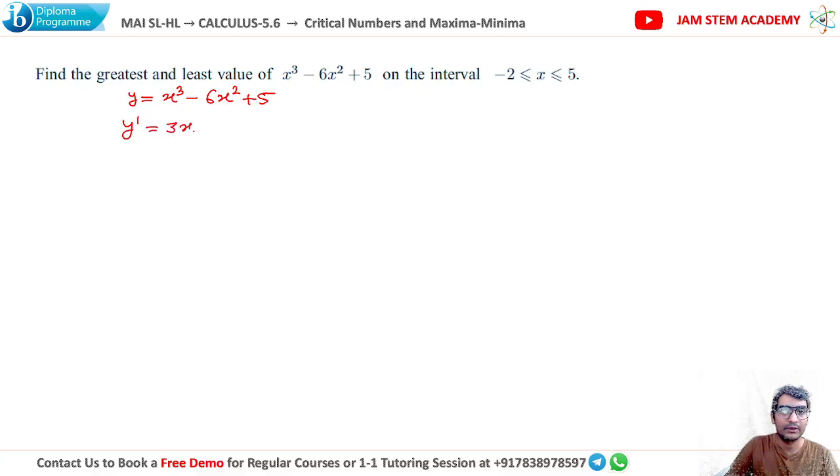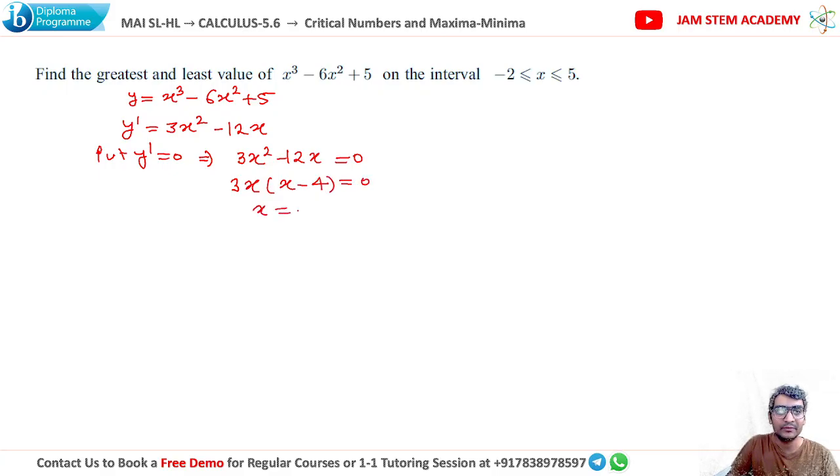What is that? Using the rules of differentiation, 3x squared minus 12x. Now I will substitute this equals to 0. So put y prime equal to 0 for the critical numbers. We will get 3x squared minus 12x equals to 0. Take 3x common. We get x minus 4 equals to 0. So from here I am getting 0 and 4 are the critical numbers. It means there is a possibility that I can get a maxima or minima or point of inflection at these 0 or 4. But I also have to calculate the values at other points as well.